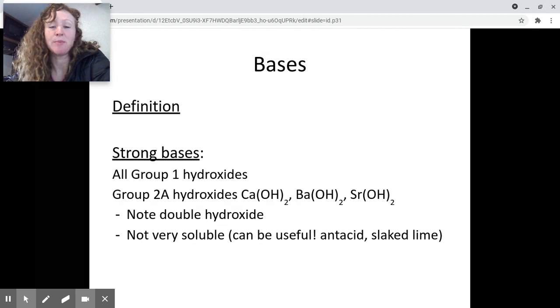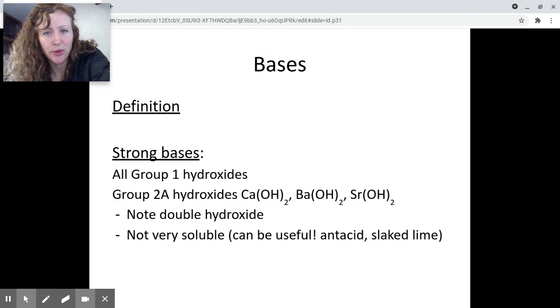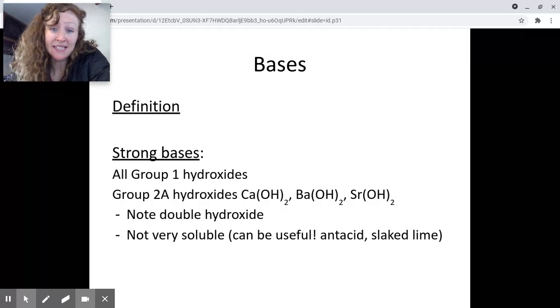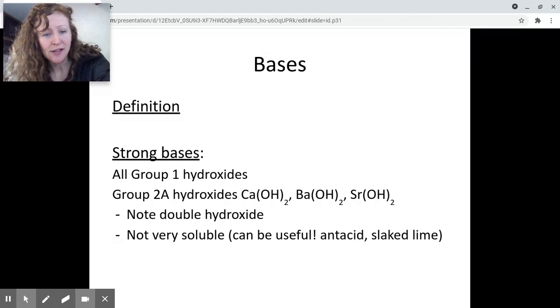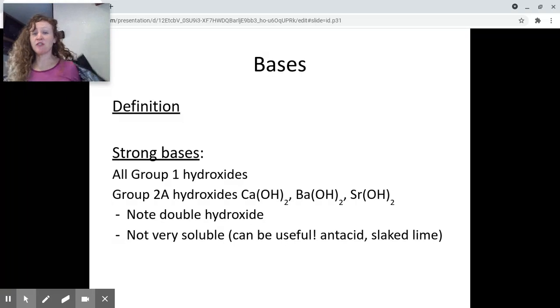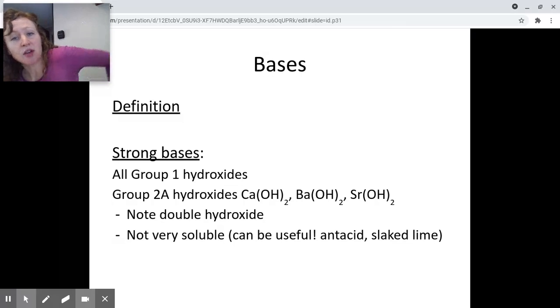Today we talk about bases. So we're basically going to go through everything we went through with acids, but we're going to do it in terms of bases now. So first of all, a definition of a base. We talked through these already.